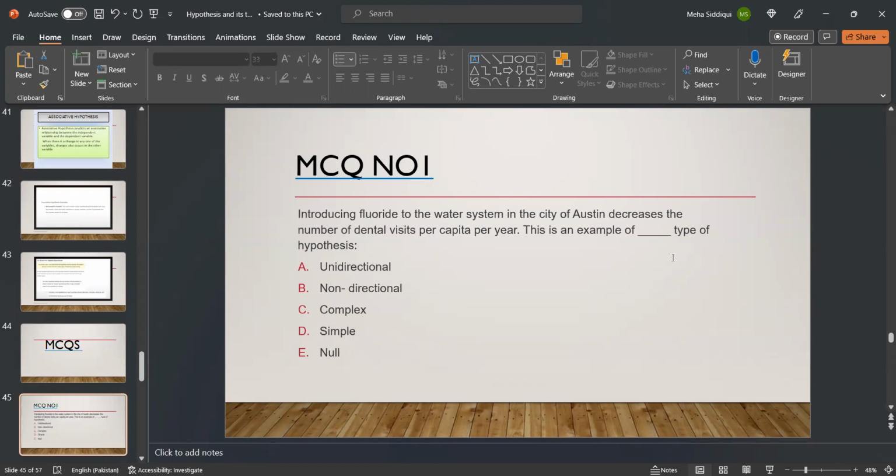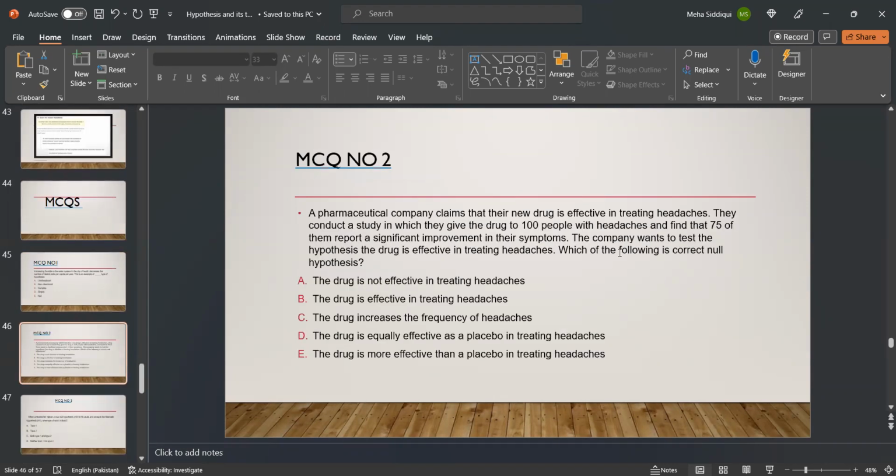As we can see, it is showing the direction: adding fluoride to the water is decreasing the number of dental visits. So A is the best option, that is, a unidirectional hypothesis.